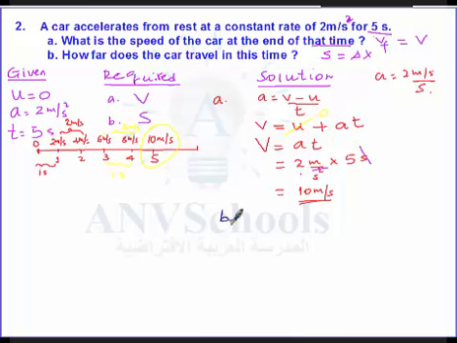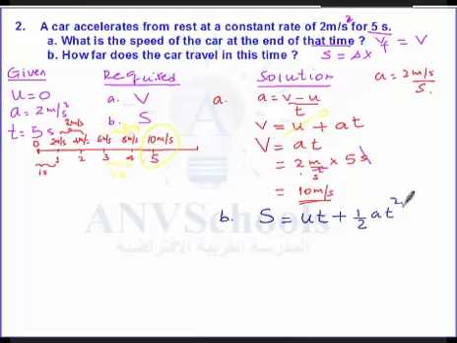What is the total distance traveled by the car during this time? We are asked to find the distance traveled by the car. We have different formulas. Let me show you one formula: distance is given by initial speed multiplied by time plus 1 over 2 a t squared. We know the initial speed is 0, time is 5 seconds, and the acceleration is 2 meters per second squared, so I can use this formula.